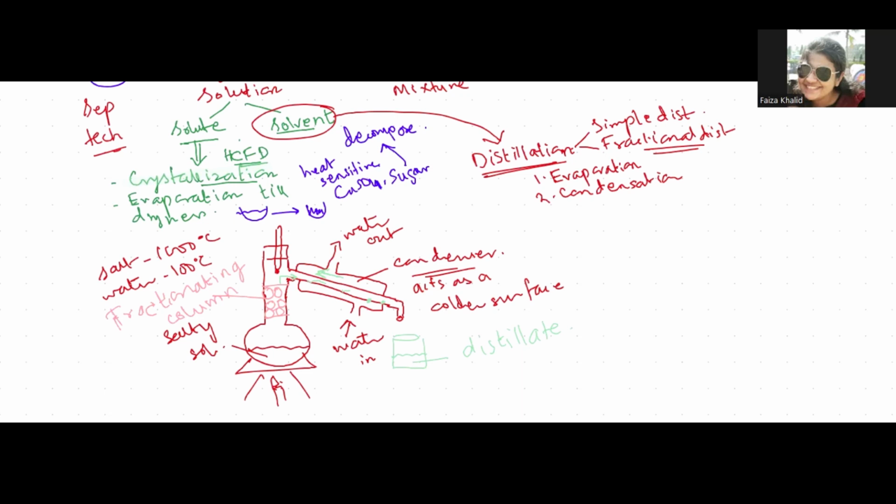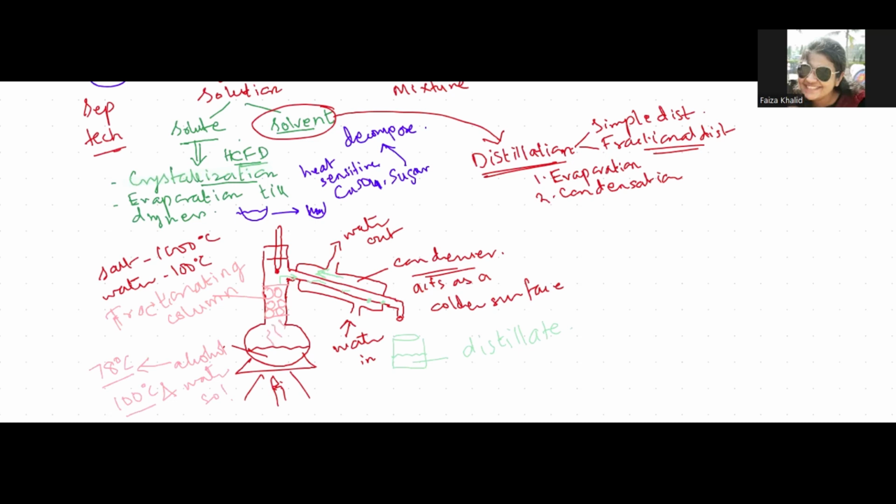Exactly. Now let's say instead of salty solution, I have an alcohol and water solution. Alcohol boils off at 78 degrees Celsius. Water boils off at 100 degrees Celsius. So what would be the first thing to evaporate? Alcohol. Alcohol would be the first thing to evaporate.